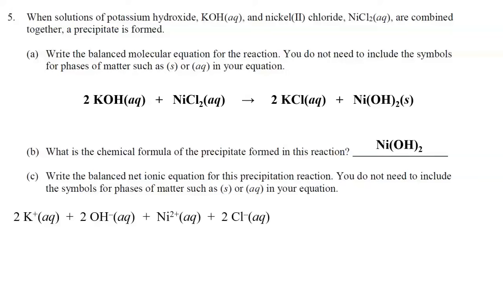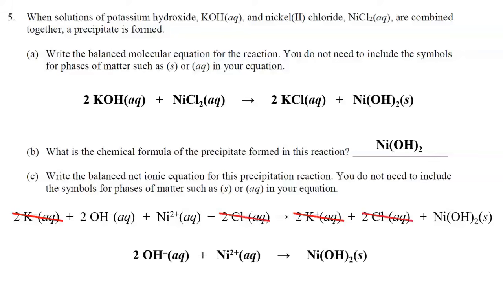NiCl2, 1 nickel ion and 2 chloride ions. 2 KCl, 2 potassium ions, 2 chloride ions. And then again, our nickel hydroxide precipitate. When we examine the left and the right of the equation, we can cross off our spectator ions, which would be potassium and chloride. And then what remains is our net ionic equation. So 2 hydroxide ions react with 1 nickel 2+ ion to produce the solid nickel hydroxide precipitate.